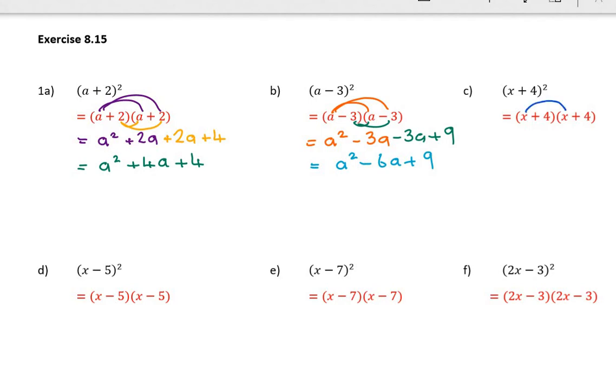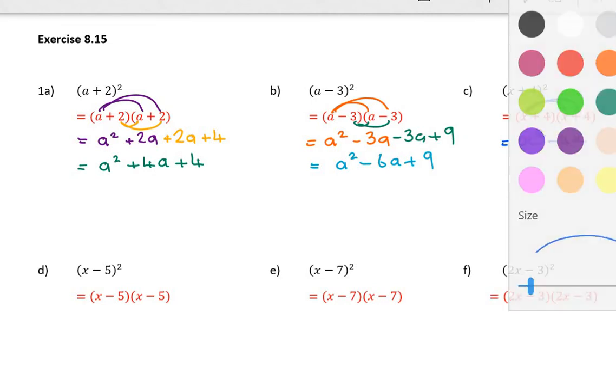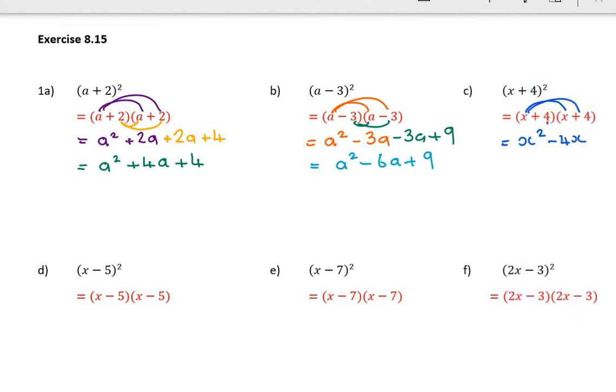x times x, x squared, 4x, another, oh sorry, do you see I made a mistake there, it's plus 4x, another 4x, and I'm afraid I've run out of space here, plus 16. Sorry about that, ran out of space. Like terms, x squared plus 8x plus 16.